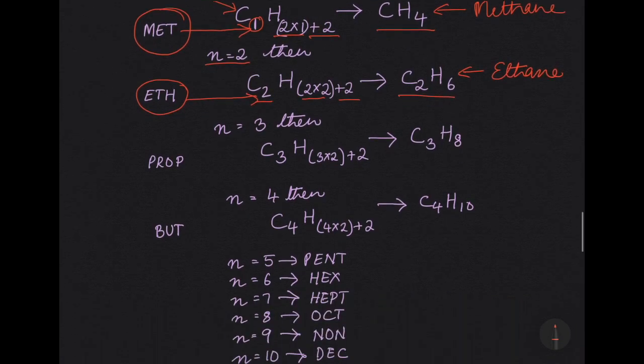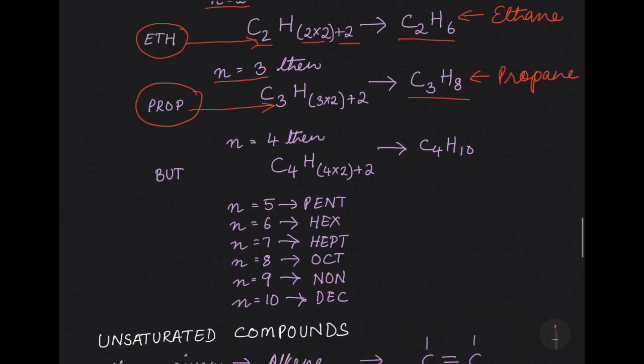Moving on, if there are 3 carbon atoms, then according to the general formula, when you work it out, you'll get C3H8. So if 3 carbon atoms are there, then the term given to it is prop. So C3H8 is propane.